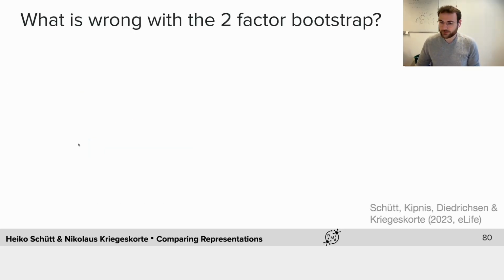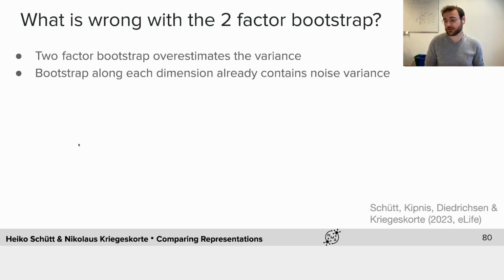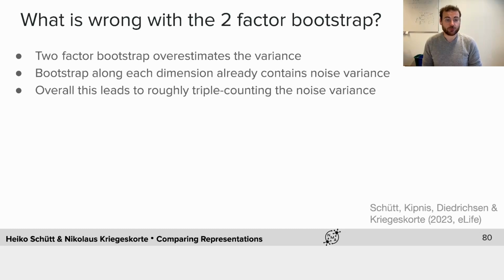So what is wrong with this two-factor bootstrap? Well, we overestimate the variance. That's what we want to fix. And the problem here is that each of the bootstraps along the dimensions already contains the noise variance. You might be familiar with this if you've used the bootstrap before. If you just want to generalize to new subjects, let's say, which is a common thing, then you wouldn't have to include anything special to have the noise variance included. Overall, this leads to a triple counting of the noise variance, because in this two-factor case, you get this noise variance included in the variance that you have for the subject, the variance you have for the stimuli, and the variance that you have for the interaction.